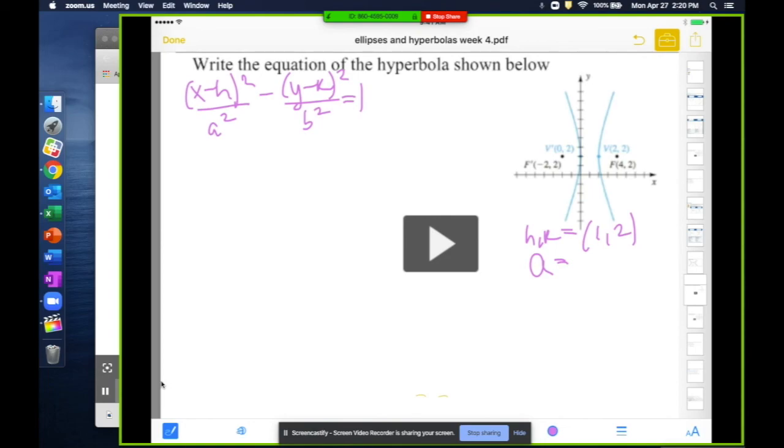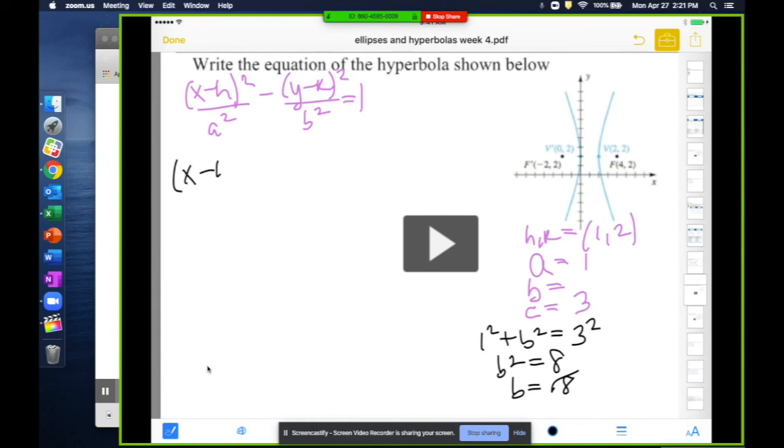And then my b value, I don't quite know yet because I don't have that asymptotal box, if you will, but I can figure out the c value because that's the distance from the center to a focus. So from the center (1, 2) to, let's say, (4, 2) is going to be a distance of 3 going to the right. So I know that a squared plus b squared equals c squared, so 1 squared plus b squared, which I'm trying to find, equals 3 squared. So 1 plus b squared equals 9, subtract 1 and we get 8, so b squared equals 8.